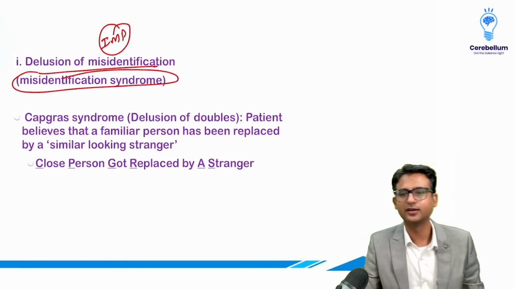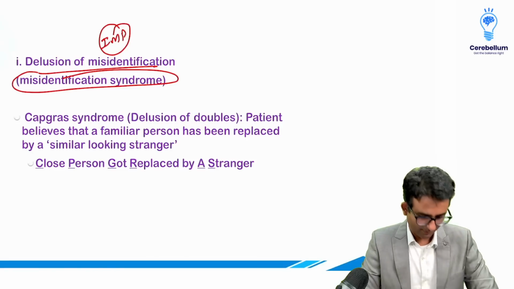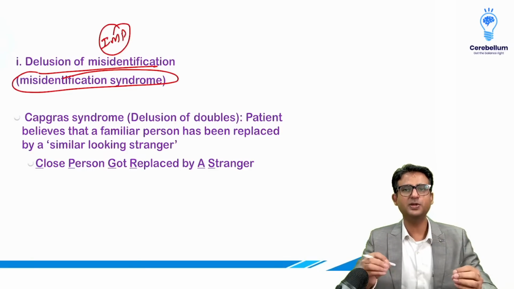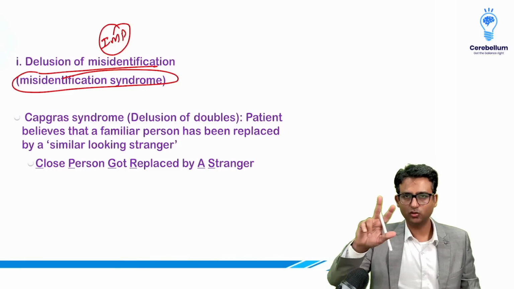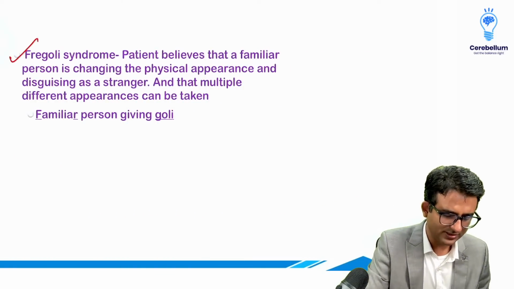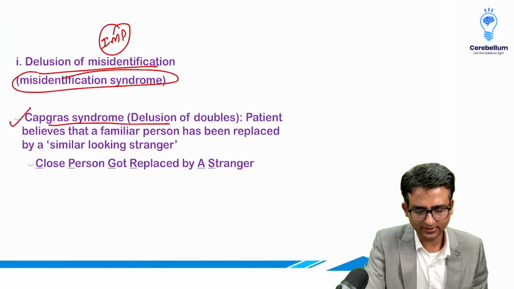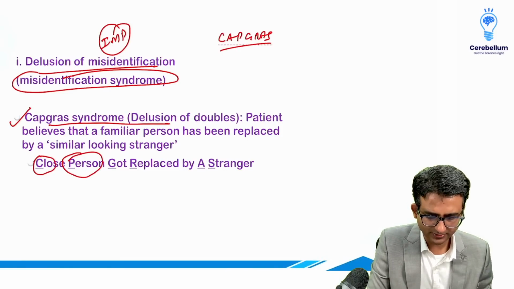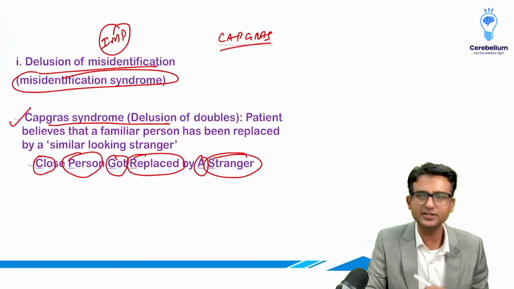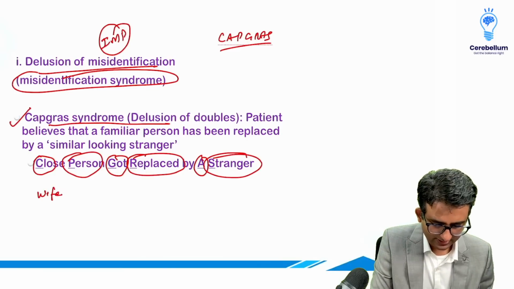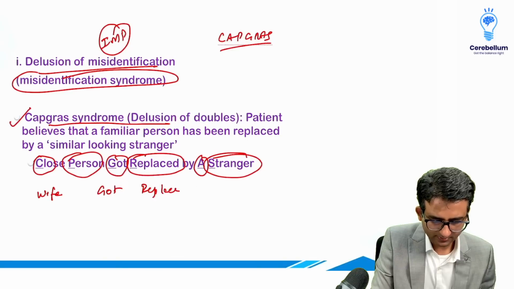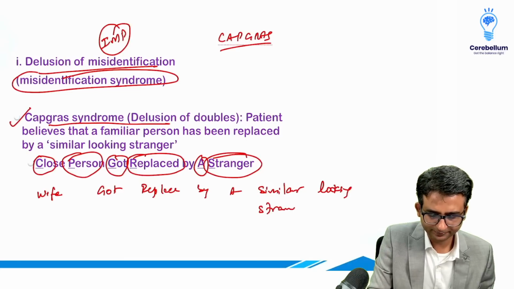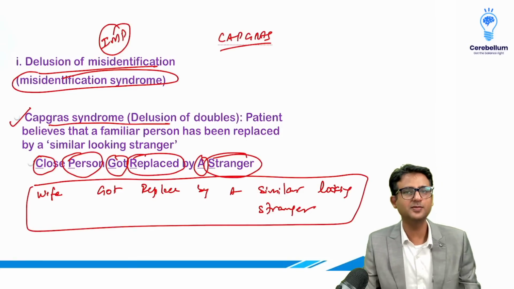Delusion of misidentification. Patient को लगता है और patient has false belief regarding the identity of people. There are two important syndromes, Capgras syndrome and Frégoli syndrome. In Capgras syndrome, इसको हम ऐसे याद करेंगे, Capgras syndrome, close person got replaced by a stranger. For example, patient thinks wife got replaced by a similar looking stranger.